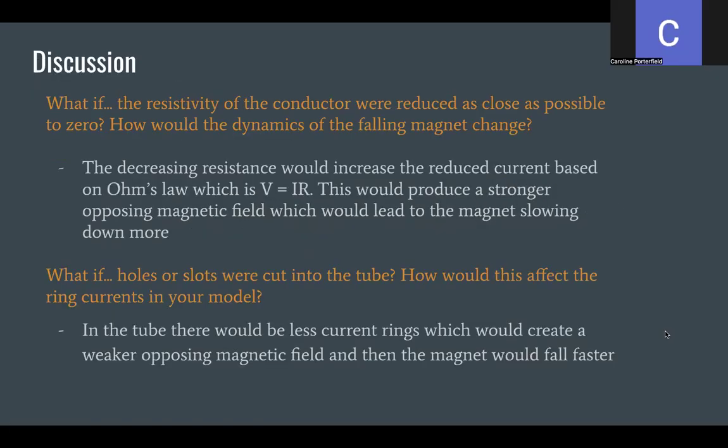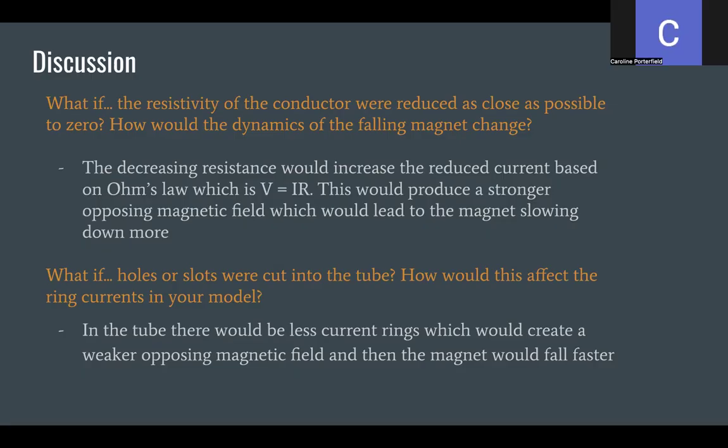What if the resistivity of the conductor were reduced as close as possible to zero? How would the dynamics of the falling magnet change? The decreasing resistance would increase the induced current based on Ohm's law, which is V equals IR. This would produce a stronger opposing magnetic field, which would lead to the magnet slowing down more.